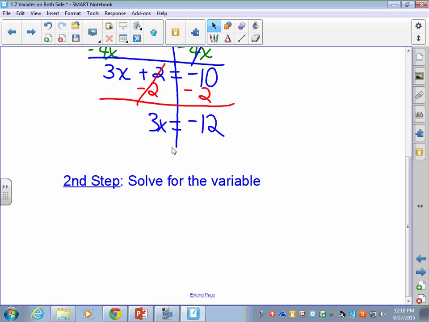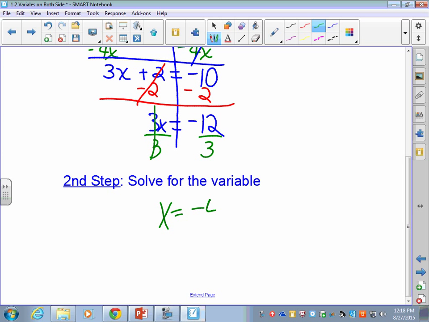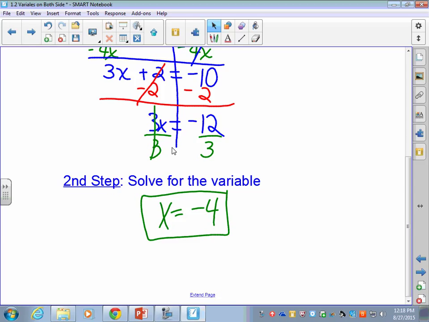How are we going to solve for this variable? What do we have to do? Divide. Yeah, divide both sides by 3. Our division property of equality. So when we divide, x is going to equal negative 4. And we're going to box that. And our last step will be check the solution.